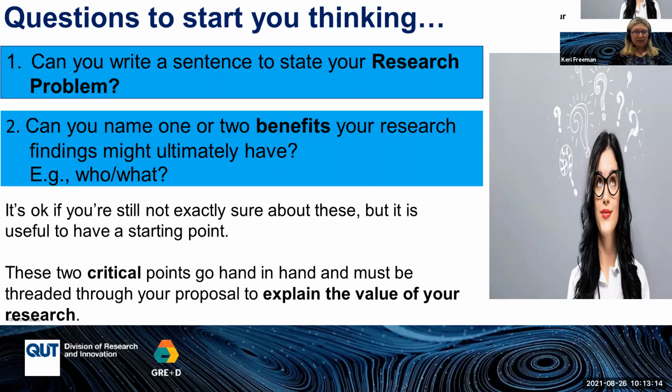It's okay if you're not exactly sure about these two questions yet, but it is good to have a starting point. So if you can just jot down a couple of words or a sentence to state your research problem, it doesn't have to be written in a perfect way. And then one or two benefits that you're expecting your research to have. So particularly who's going to benefit and what will be that benefit for those stakeholders. So start to think about that. These two critical points, they go hand in hand. And of course, they're the beginning of explaining the value of your research.